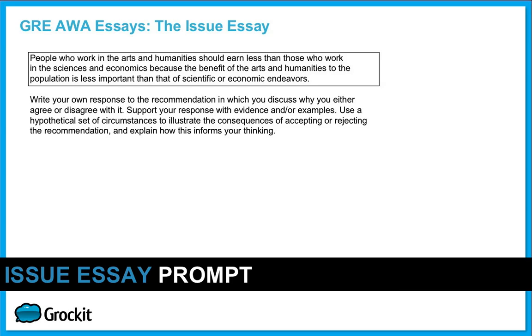So the recommendation in general is people who work in the arts and humanities should earn less than those who work in the sciences and economics, because the benefit of the arts and humanities to the population is less important than that of scientific or economic endeavors. That is a sweeping statement. That is something that would be very easy to disagree with, and the student sample we have today actually agrees with that. The student says that people should earn less if they work in the arts and humanities. That's a really difficult argument to make.